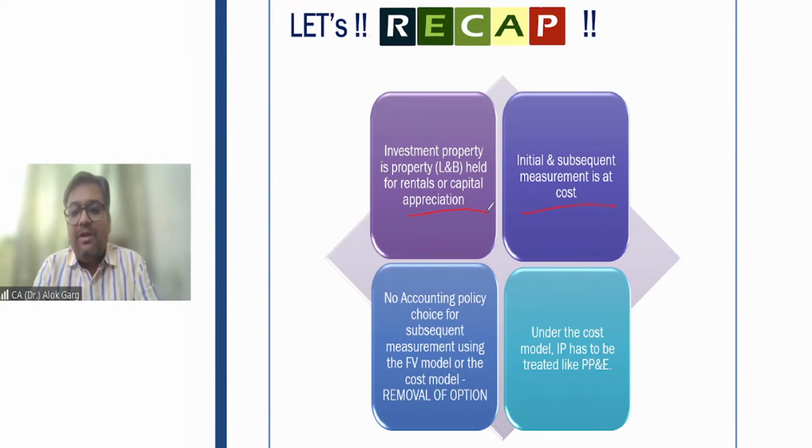And what is the cost model? It is cut, copy, paste of Ind AS 16. Under the cost model, investment property has to be treated just like property, plant and equipment, right? Then there is a concept of transfers, when the asset is getting transferred from investment property to PPE or inventory, or from PPE or inventory to investment property. When the assets are changing colors on the basis of the use of the asset.